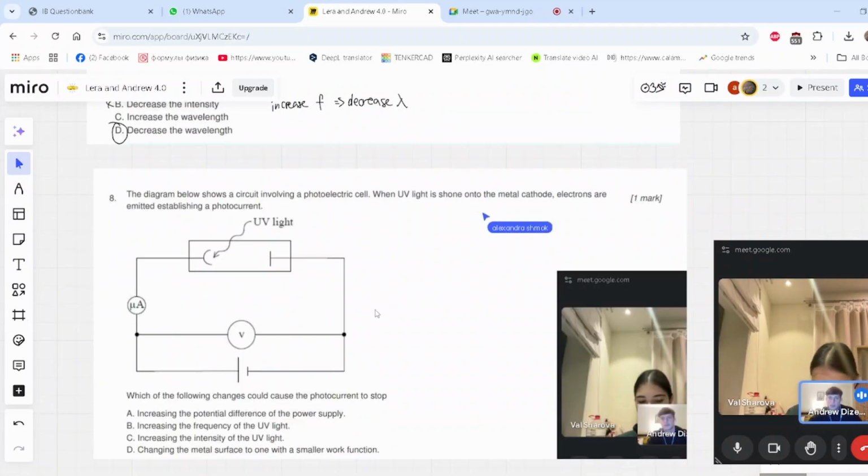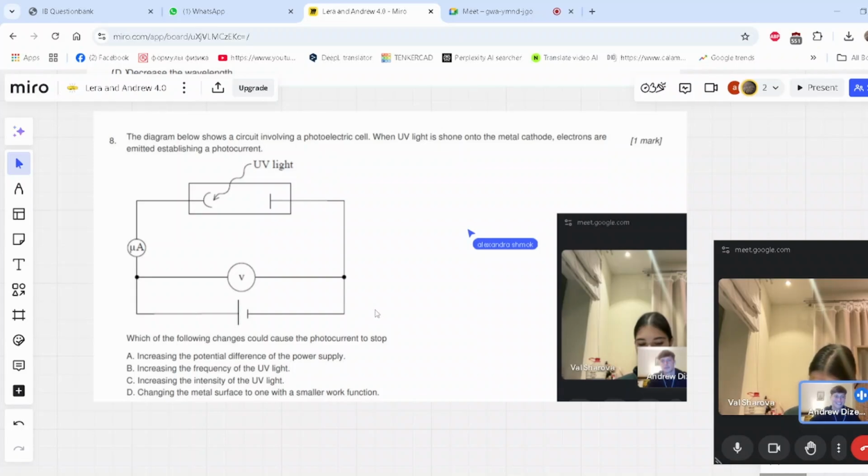Okay, next one with our pictures here. The diagram below shows a circuit involving a photoelectric cell. When UV light is shone onto the metal cathode, electrons are emitted, establishing a photocurrent. Which of the following changes could cause the photocurrent to stop? Okay, we want to stop.